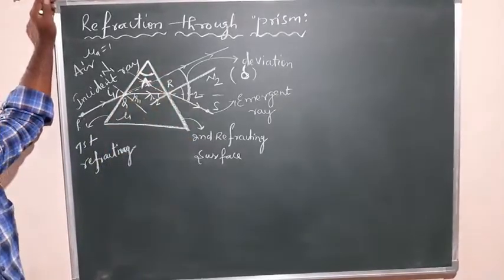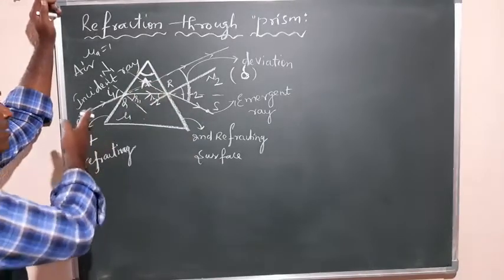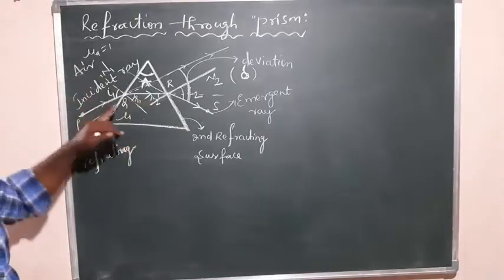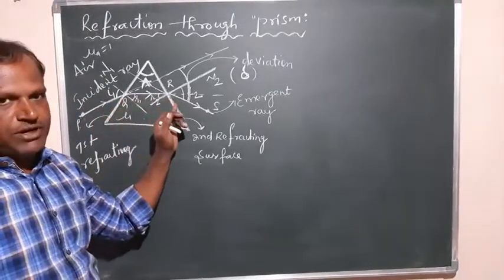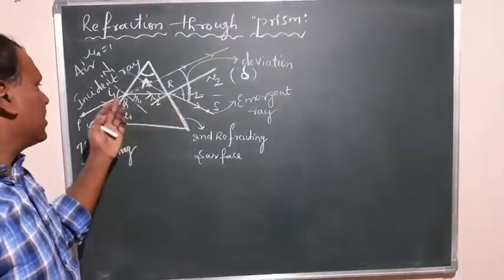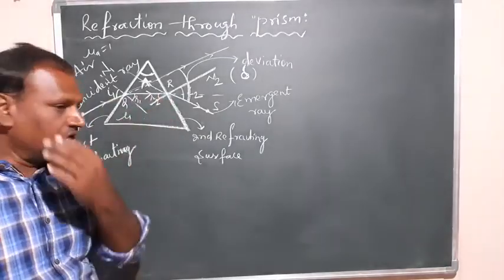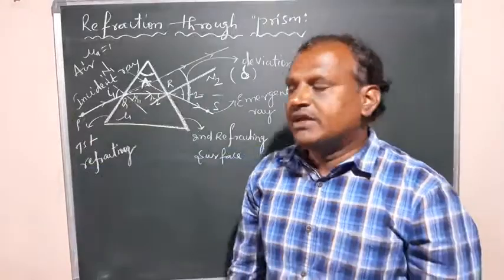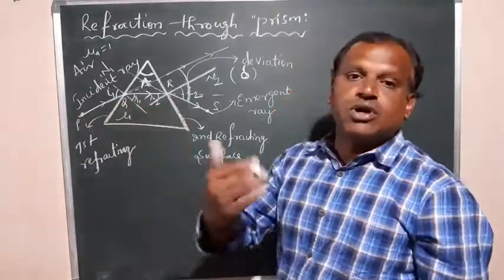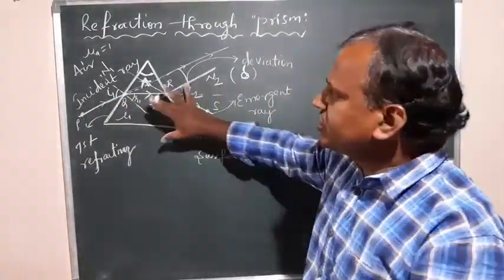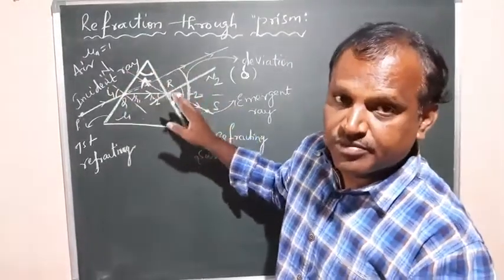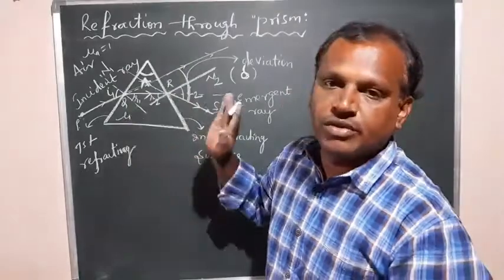And if a ray of light is propagating from the medium to the first refracting surface, refraction takes place. Here refraction takes place, and here also refraction takes place. You can apply Snell's law here and here as well. Snell's law is mu into sine i is equal to constant. So that equation you can apply here and here to solve the problems. I am not doing that part. Just remember how refraction takes place through the prism by the light ray. In this way you can observe it.